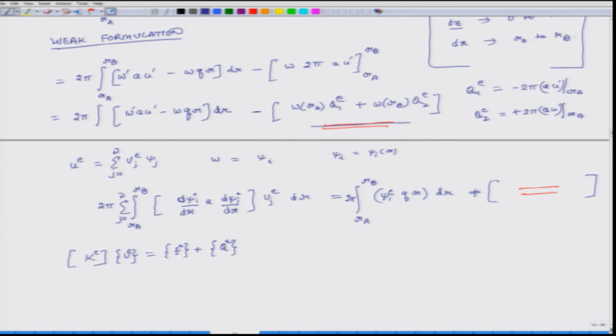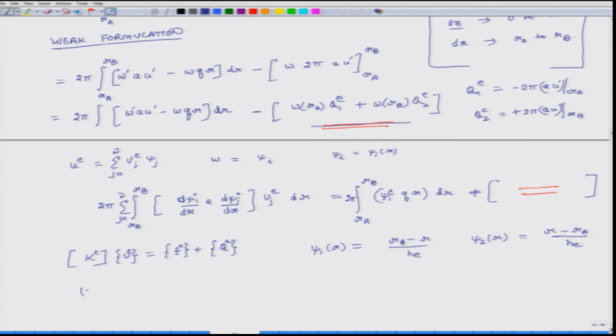And what is the definition of psi 1 and psi 2? So, psi 1 of R is equal to R B minus R divided by H E and psi 2 of R is equal to R minus R A divided by H E. Or if I want I can go to local coordinate system and change these things.